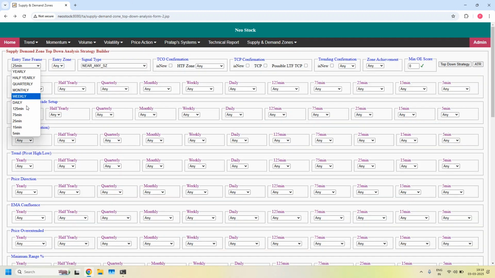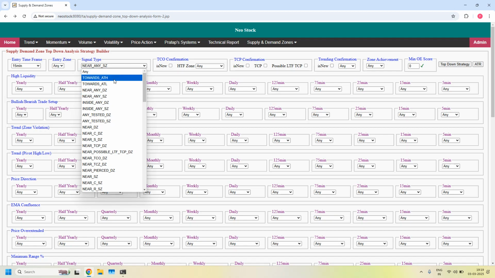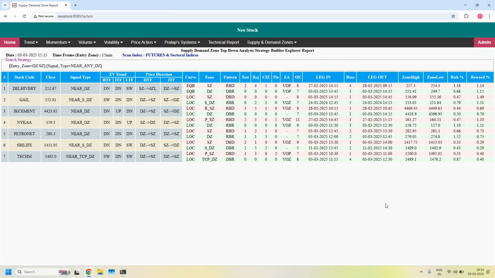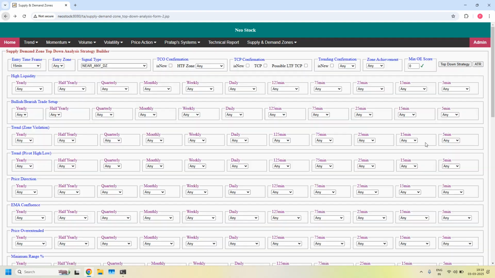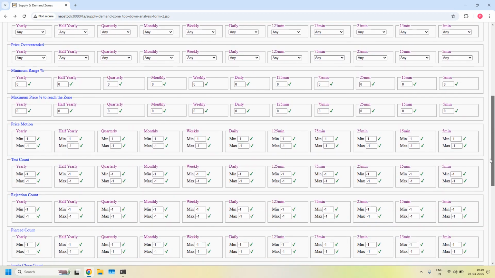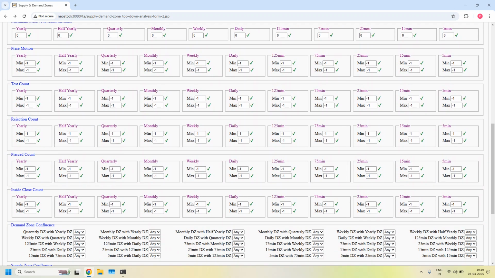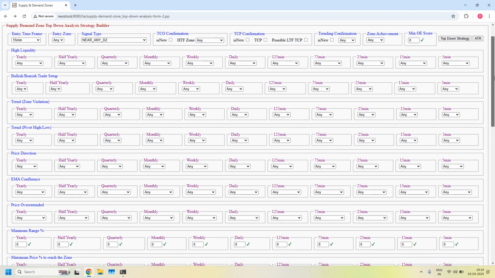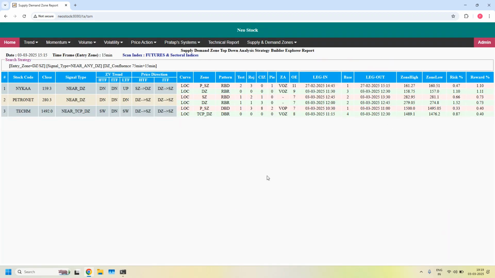Next time frame is 15 minutes, stocks near 15 minutes demand zone. We got 7 stocks. Out of these 7, how many are having ITF demand zone confluence? Let's verify. That is 15 minutes and 75 minutes demand zone confluence. I am enabling the filter. With this filter, we got 3 stocks.